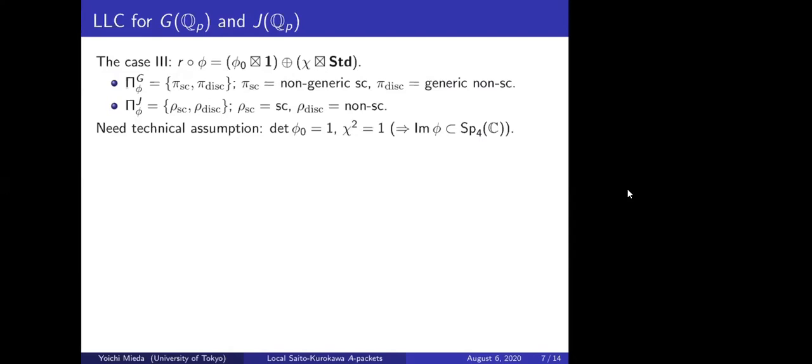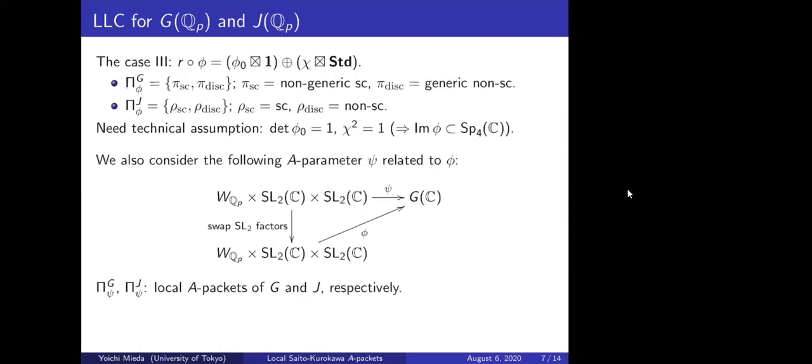I also note that these conditions imply that the image of this L-parameter is included in Sp4(C), which is a dual group of PGSp4. So the central character of these representations is trivial.